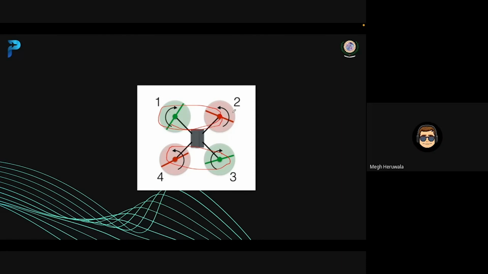Yes, the speeds of the first and second will be the same at one time. They will balance the torque of each other, and for countering the weight, these two propellers will act.